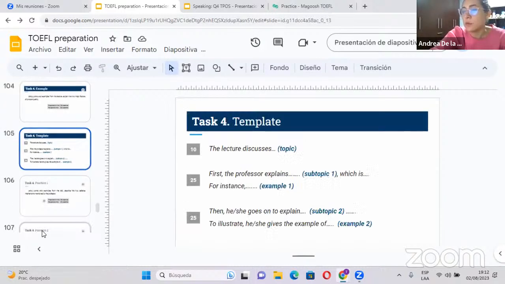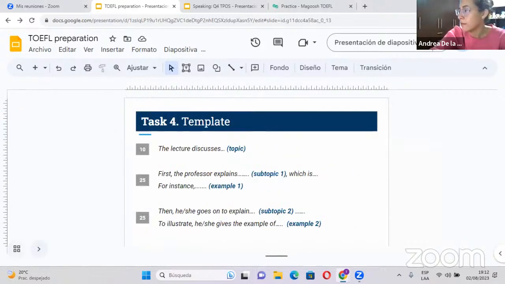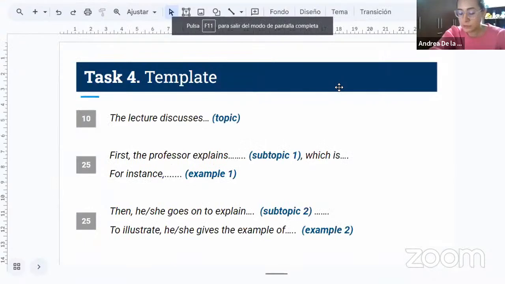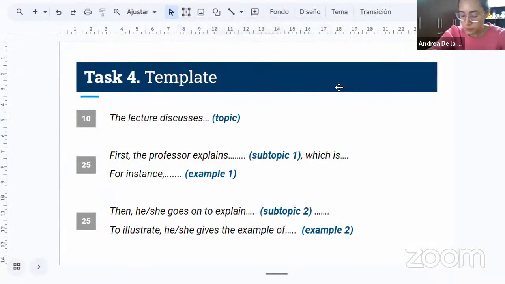Okay, this is a template, right? Slide 105. So in case you guys don't have the template right now, then please screenshot this. This is the template. You will have to use it for today's session. Okay, so make sure that you have this.